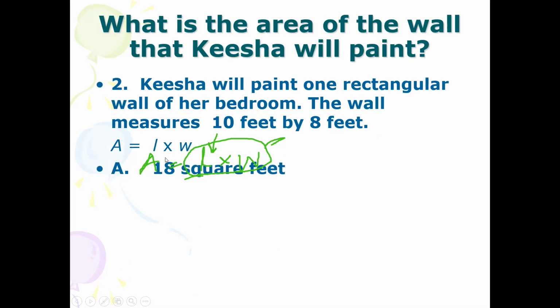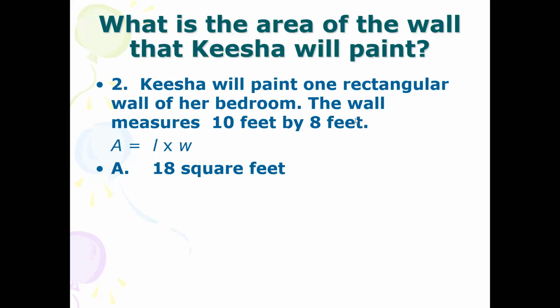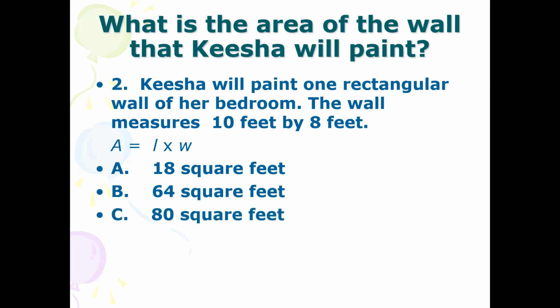So let's see what the options are here. The expression is length multiplied by width, and the first option is 18 square feet, the second option is 64, the third is 80, the fourth is 100. So the third option is correct, because when we multiply 10 by 8, the answer is 80.